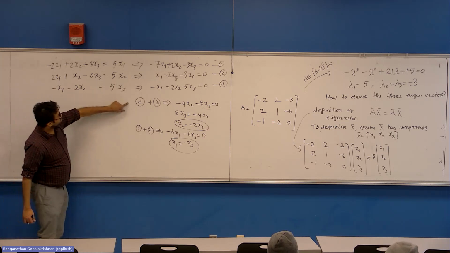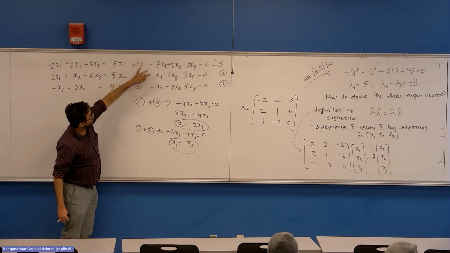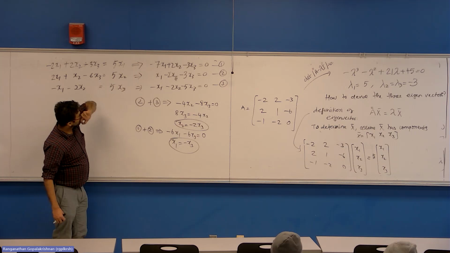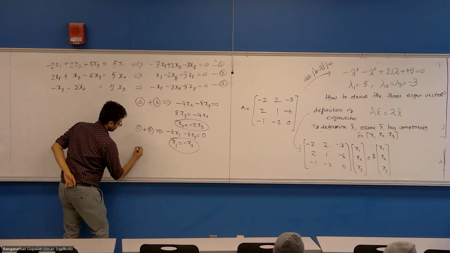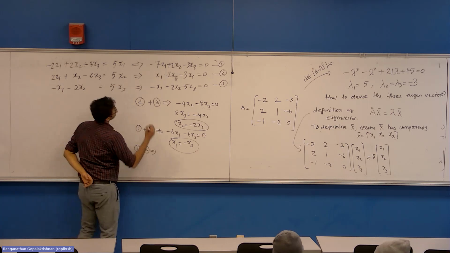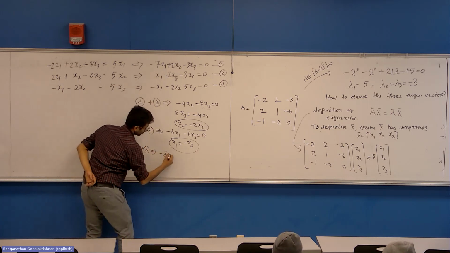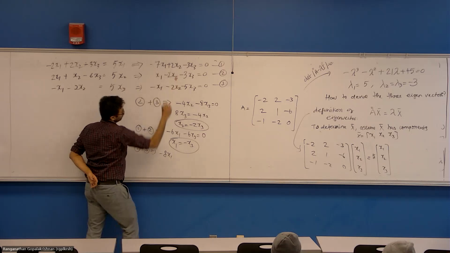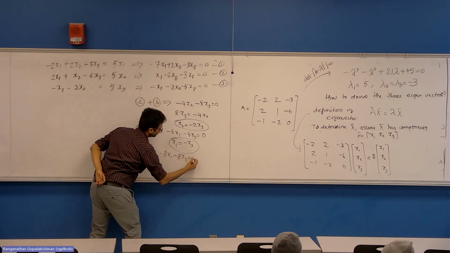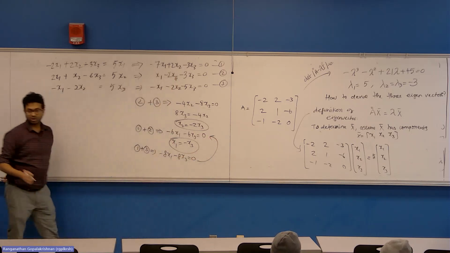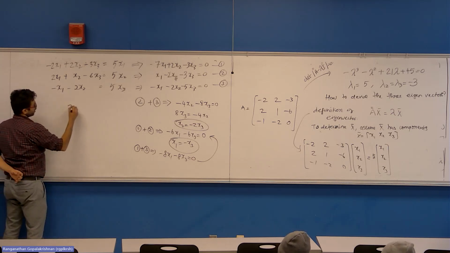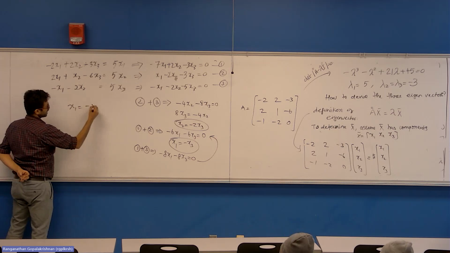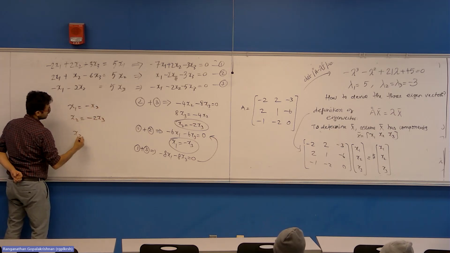Wait, there is one more combination we could do, right? Can we take 1 and 3 and do something about it? If you take 1 and 3, 1 plus 3, what do you do? Minus 8x1 minus 8x3 equal to 0, which is same as this equation. So you're not getting any more information. All you know is x1 is minus x3, x2 is minus 2x3, and x3 can be anything.